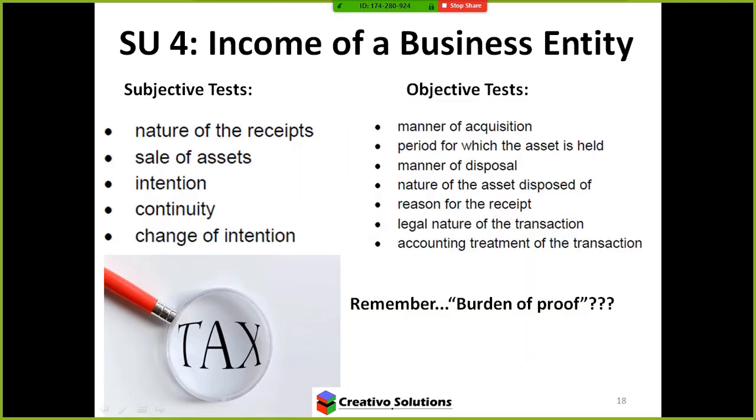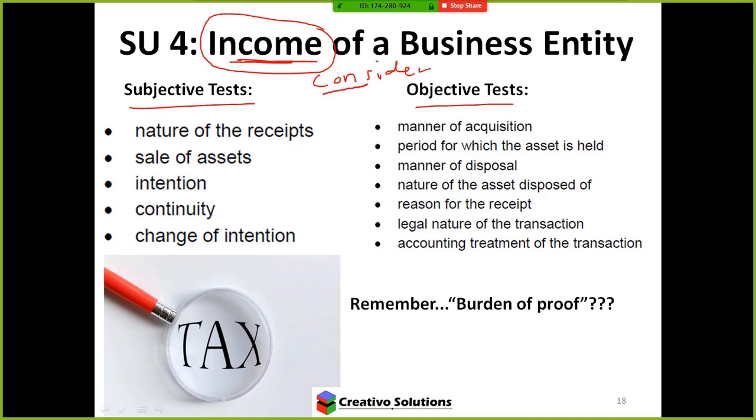So try use those things to help you motivate in different test questions. Then just to summarize, the different tests: you get subjective tests, you get objective tests, and this all relates to income. So what else can you consider? When you're motivating why something is income or why something isn't income, sometimes you've also got to consider subjective tests. Subjective means room for interpretation, bias. Objective means unbiased, no interpretation.